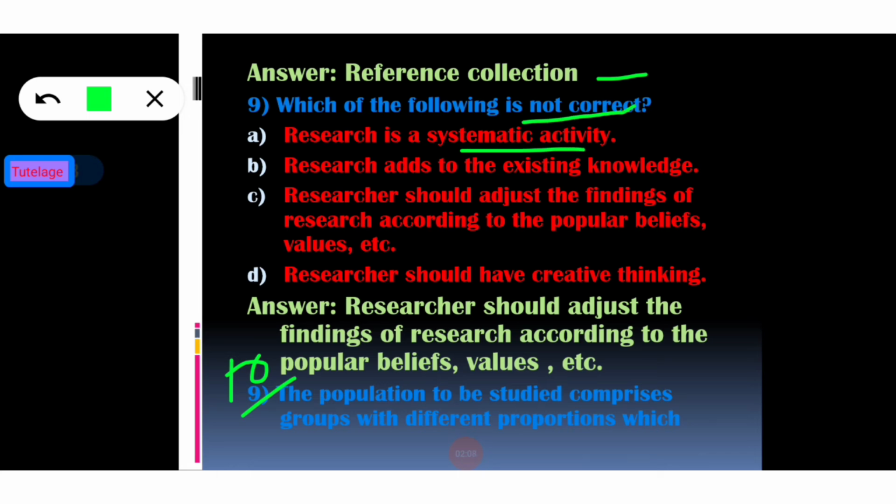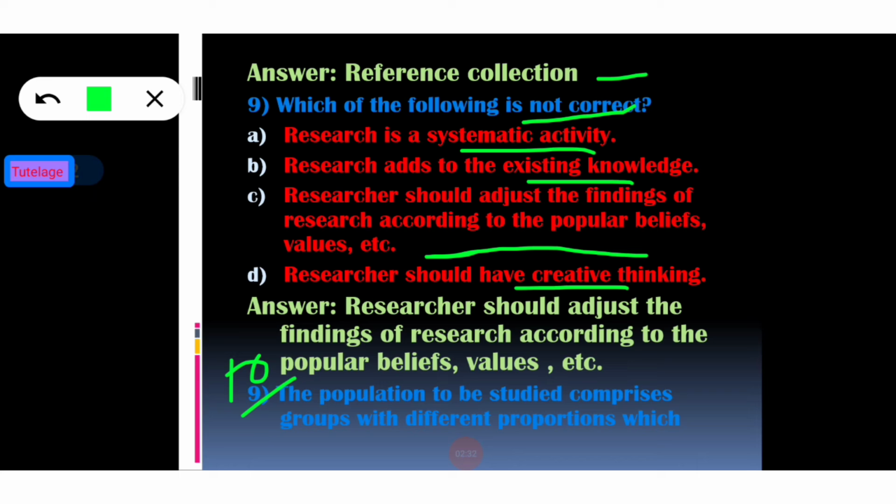Research is a systematic activity. Research adds to the existing knowledge. Researchers should adjust the findings of research according to the popular beliefs and values, etc. And researchers should have creative thinking. So obviously, which is not a correct statement about research? Obviously, research is a systematic activity. We have already known that part.